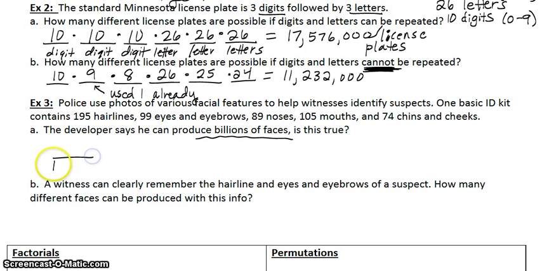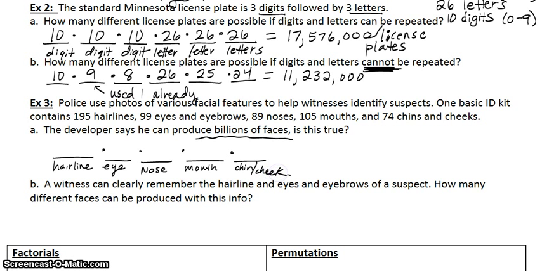So if you think about it, I've got the hairline group that I could pick from. I've got the eye group. I've got the nose group, and eyes and eyebrows are in the same group. I've got the mouth group, and then I've got the chin or cheek group. So there's 5 different categories of information they gave us. So it said 195 hairlines, 99 eyes, 89 noses, 105 mouths, 74 chins or cheeks. And I got that just from the information they just gave us. And again, fundamental counting principle, multiply together the number of items in each category.